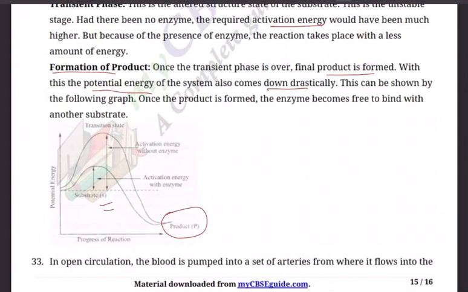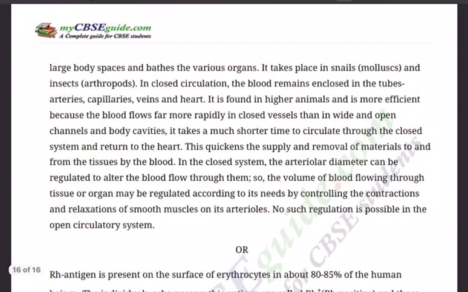So question number 33. Why is closed circulatory system more efficient than open circulatory system? In open circulatory system, the blood is pumped into set of arteries from where it flows into the large body space and bathes the various organs. It takes place in snails and insects, arthropods. That is, the blood will be like a swimming pool. There won't be particular pattern of flow because blood is not flowing through arteries and veins. That's why we say open circulatory system.